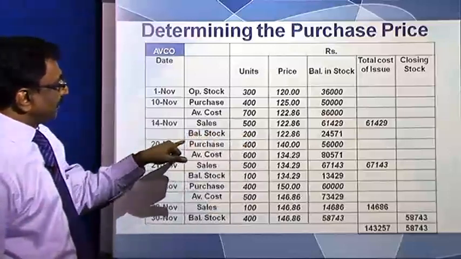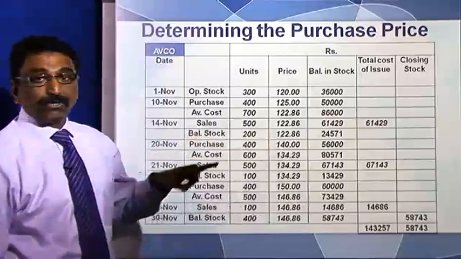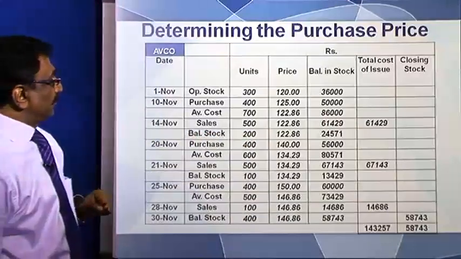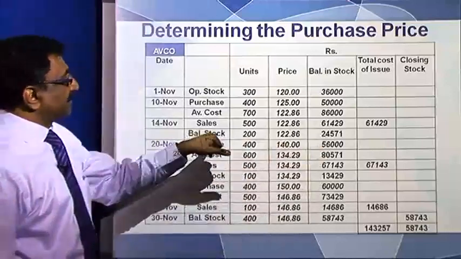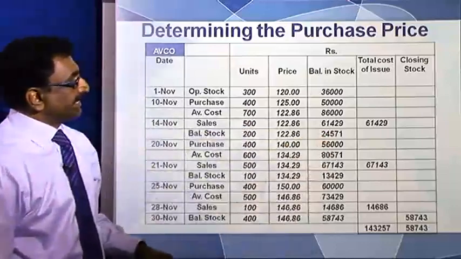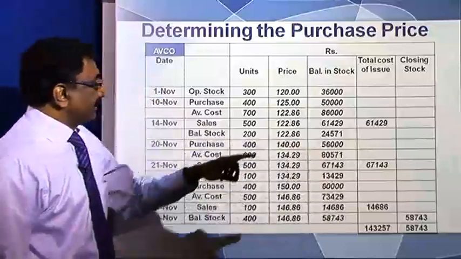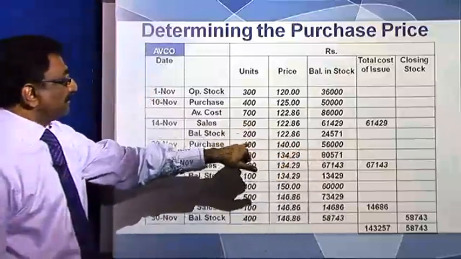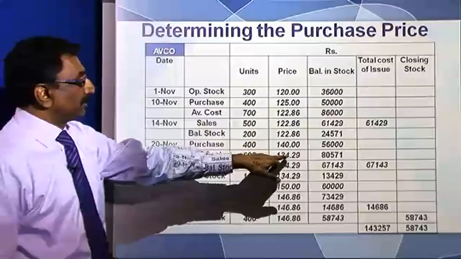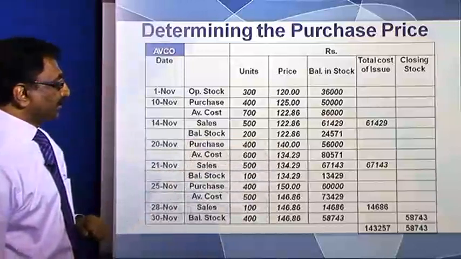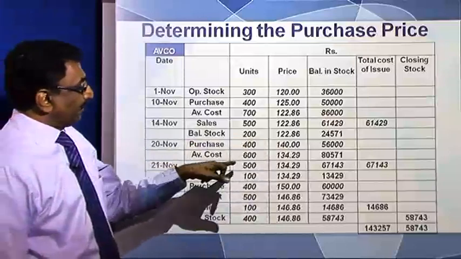Now on 20th November, a further purchase of 400 has happened, and that happened at 140 rupees, as we have already seen. So the purchase price now is 56,000 rupees, and your balance stock is valued at 24,571. So your total value of the stock is 80,571, and this is spread over a total of 400 plus 200, 600 units. So your average cost is now reworked to 134.29.